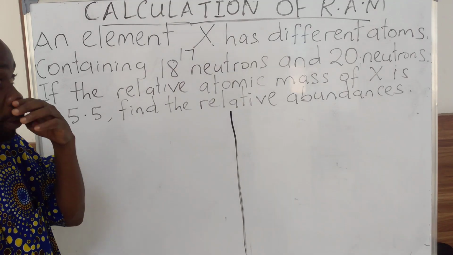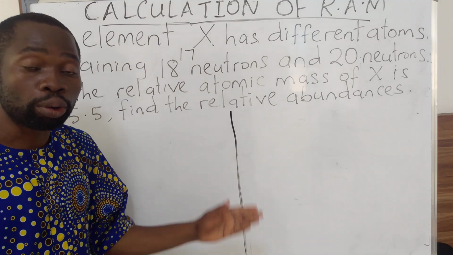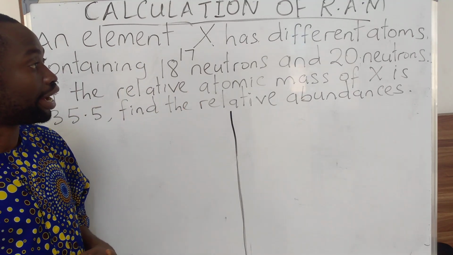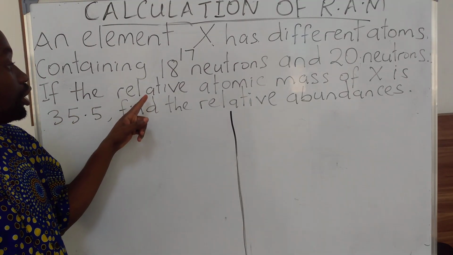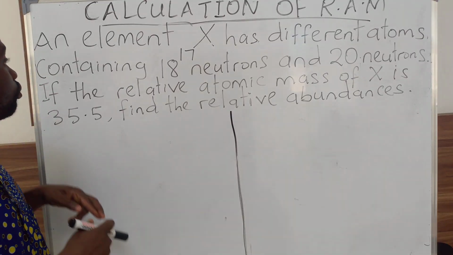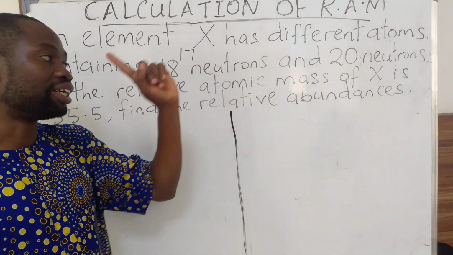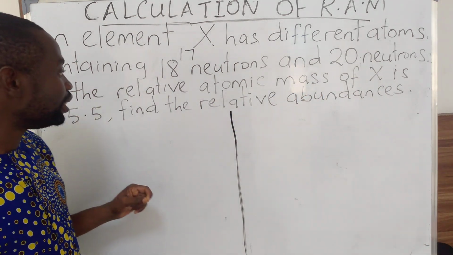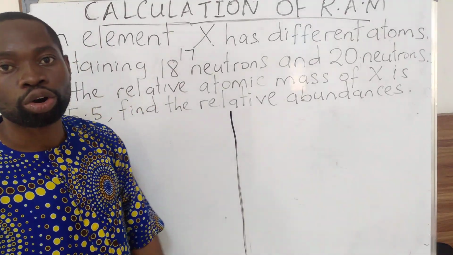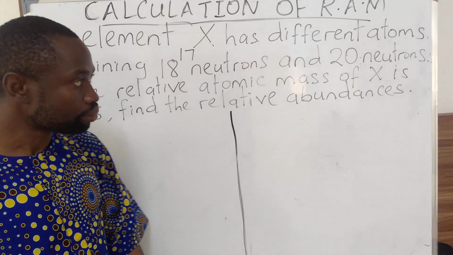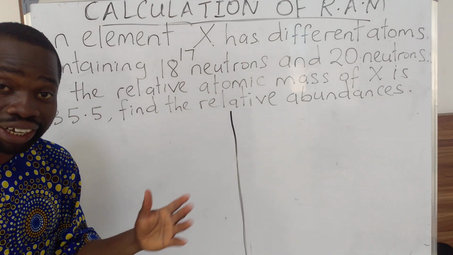In the last questions I solved, we were given the relative abundance of the isotopes, and we were asked to find the relative atomic mass. But today, we want to solve a question where you will be given the relative atomic mass, and you will be asked to calculate the percentage composition of the relative abundances of the isotopes of the element. So let's go ahead. This is a question from a WAEC past question.